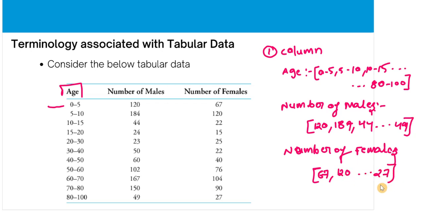So this column is also called a feature, or you can also call it an attribute.